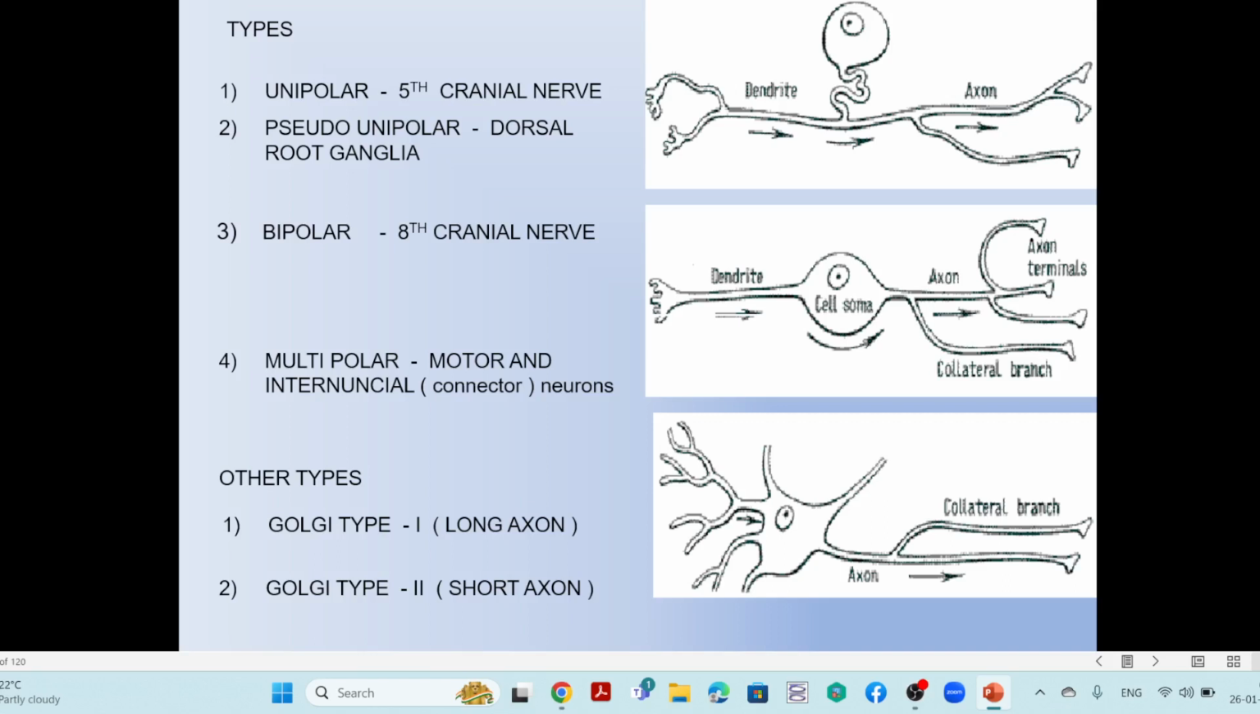Then another type is Golgi 1 and Golgi 2. What are Golgi 1 and Golgi 2? Golgi 1 has a long axon. If the axon is too long, it is called Golgi 1. If it is a short one, then it is called Golgi 2. This is a simple explanation: depending upon the length of the axon, there are Golgi 1 and Golgi 2 type neurons. That is the main classification.